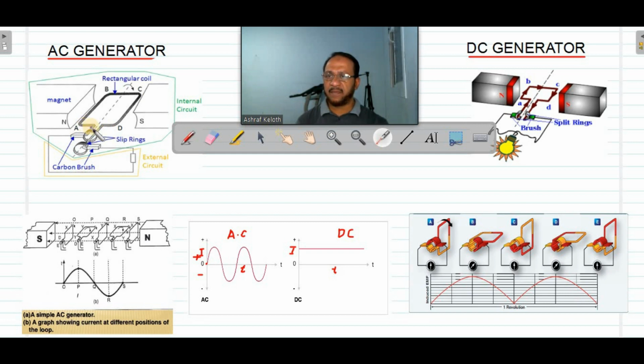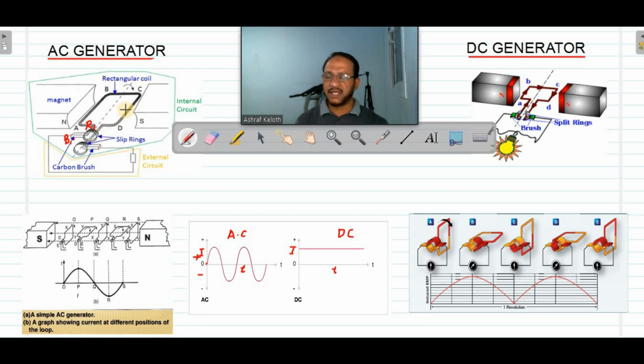The side AB is connected to a ring here. You can see there is one ring. It is a full ring. This ring I will name as ring R1. And that ring R1 is connected to a brush. The brush B1 is in touch with ring R1. Always the brush will be pressing against ring R1. And this brush can be a graphite brush through which we can take out the electricity to the external circuit.